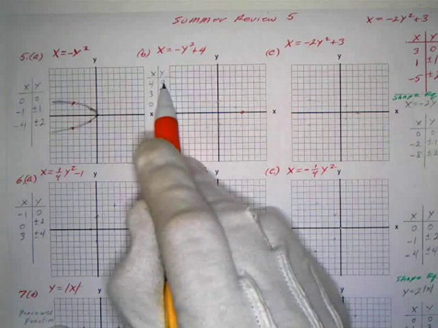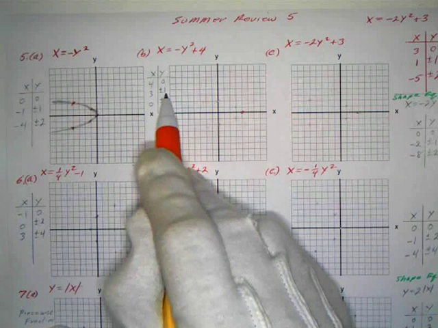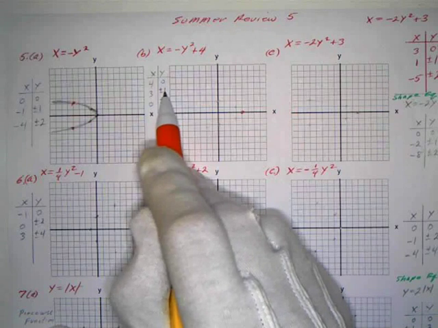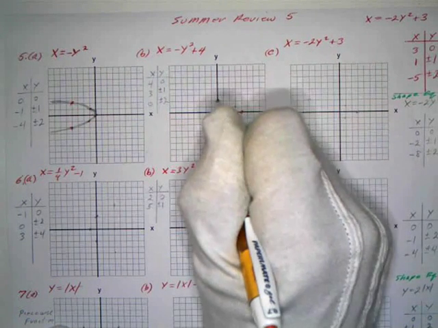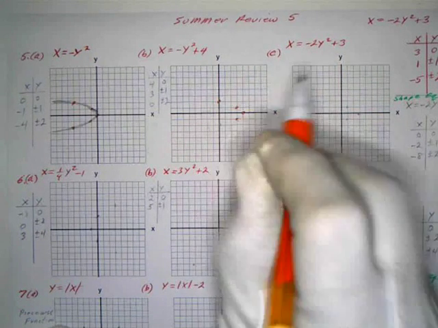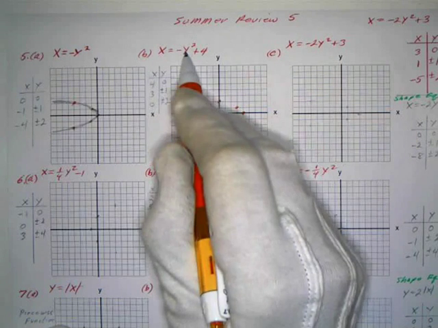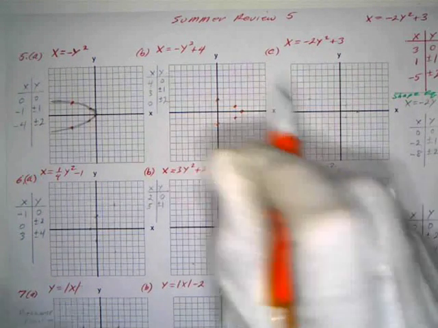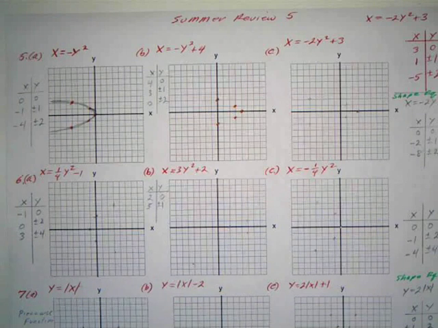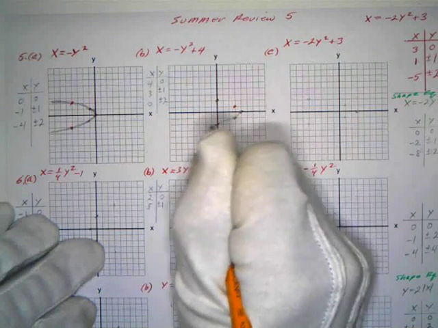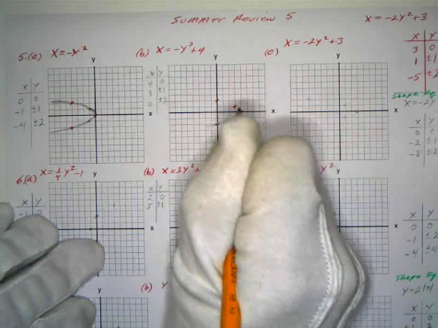It's not too bad. When y is 0, x is 4. When y is plus or minus 1, 1 squared is 1, so that's negative 1 plus 4 is 3. And when y is plus or minus 2, 2 squared is 4, and negative 4 plus 4 is 0, so x is 0. So you can see it's open to the left, in the negative direction, and it's shifted 4 to the right, because it's a horizontal shift and it's a positive 4. So we can just connect it like that.